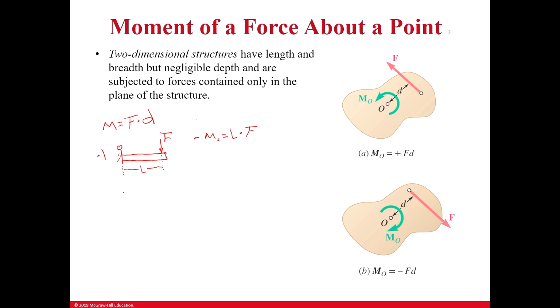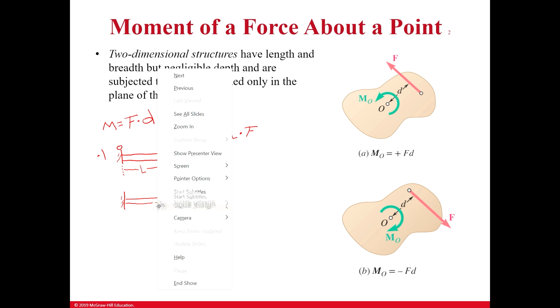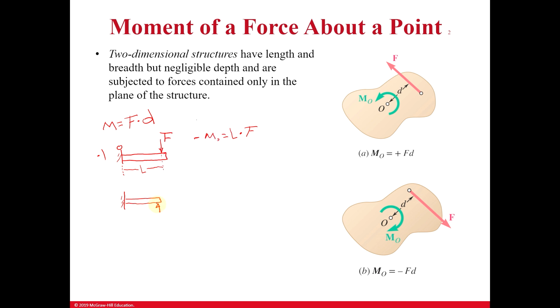If, on the other hand, you have the same beam, but the force is applied in a way that you're going to try to rotate it counterclockwise, then the moment at O is positive. And that is because it's rotating counterclockwise. All right.